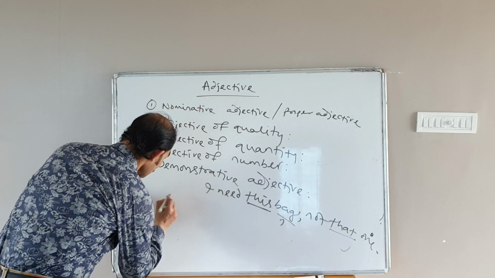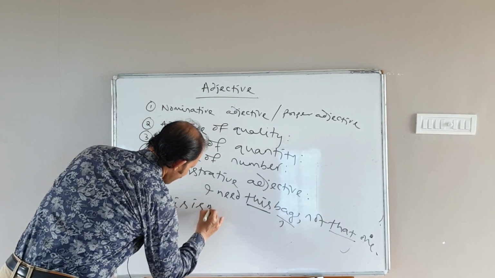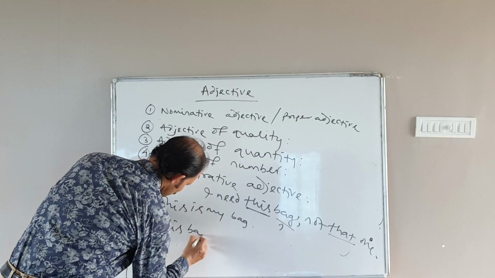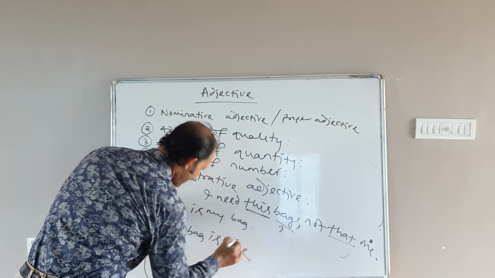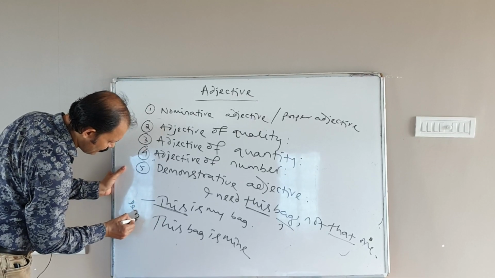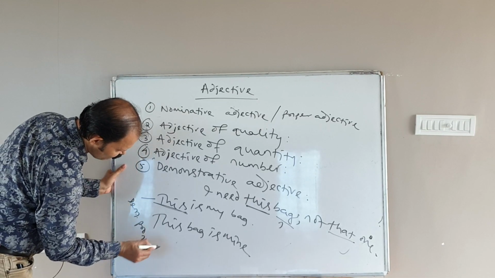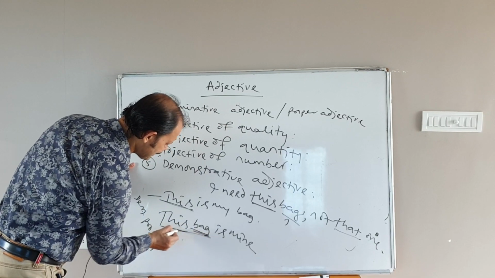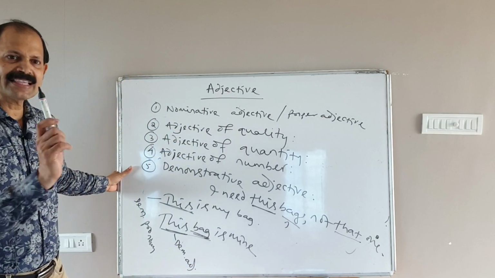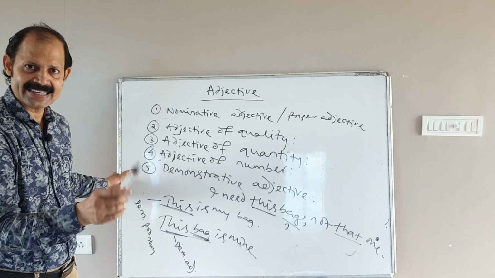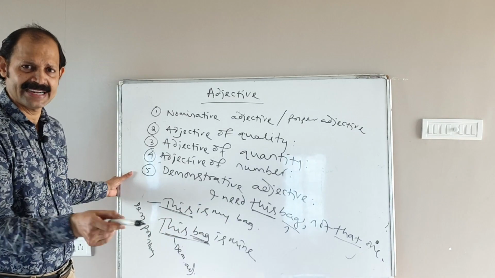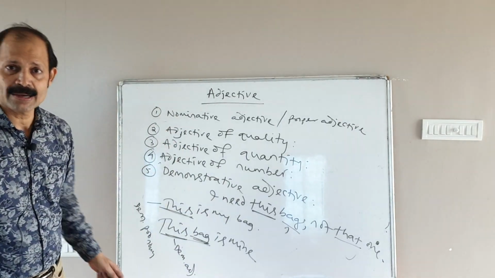How? Suppose, check here: This is my bag. This bag is mine. Mark the difference here. This is used in isolation, so it is a demonstrative pronoun. But this bag, here bag is there and this describes the noun, so this is a demonstrative adjective. Suppose that is not my bag, here that is a demonstrative pronoun. I don't like that bag, or I don't need that bag, here that is a demonstrative adjective.